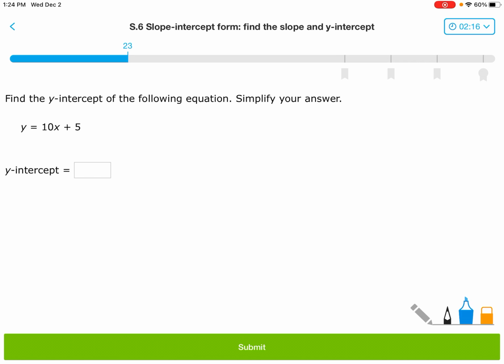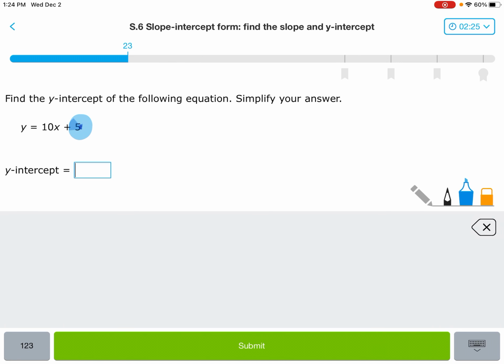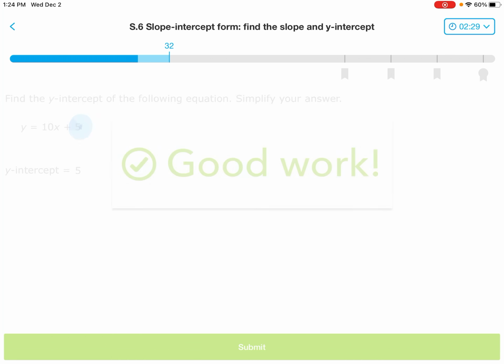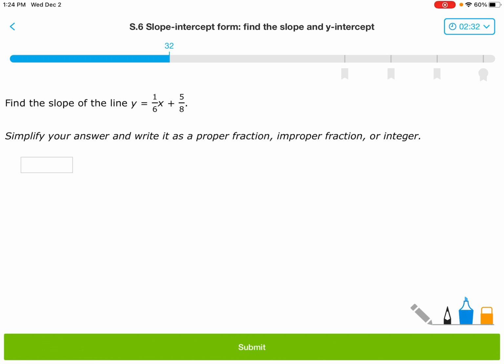All right, so again, it's asking us for the y-intercept. So that value is there, and it is 5. Let's see if we can get one that's asking us for the slope here. There we go. So this one's asking for the slope.